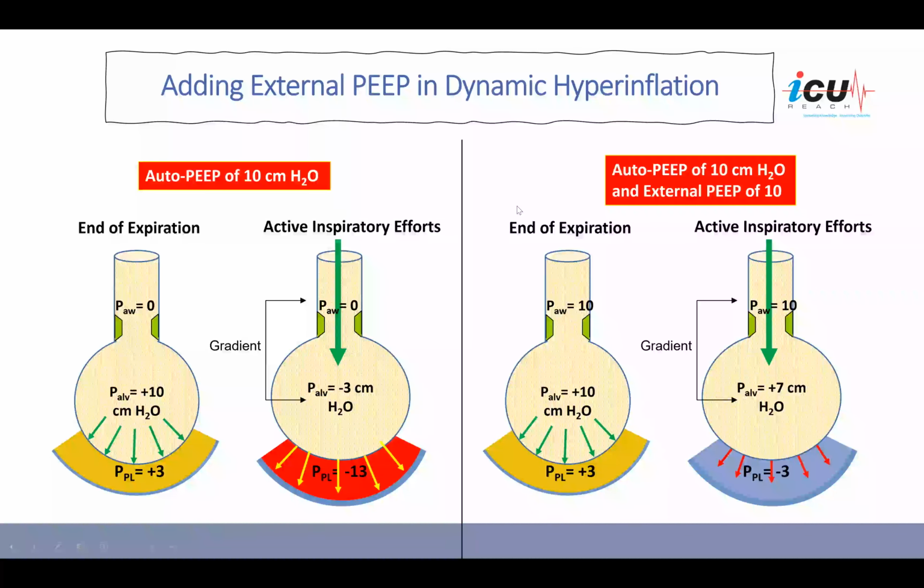So what we're going to do is add external PEEP. We'll add PEEP of 10 centimeters of water. If we add PEEP of 10, now the airway pressure is up from 0 to 10 centimeters of water. That's the airway pressure. Now people argue how much of that pressure that we put externally is going to be added to the auto-PEEP. Well, theoretically, it should not be adding anything. The pressure will equalize. So if we have auto-PEEP of 10, it's going to remain the same, and the pressure will equalize in the airways and the alveoli at 10 centimeters of water.